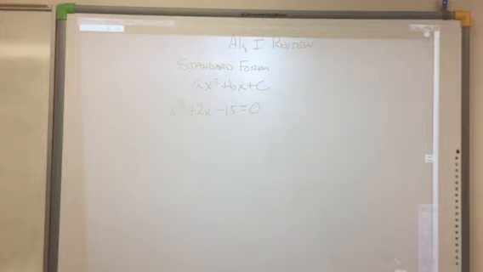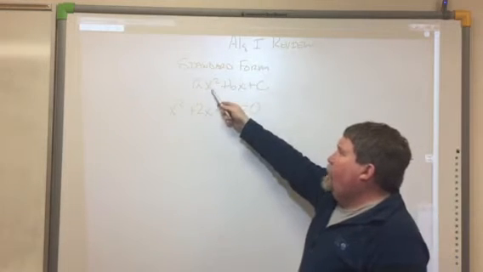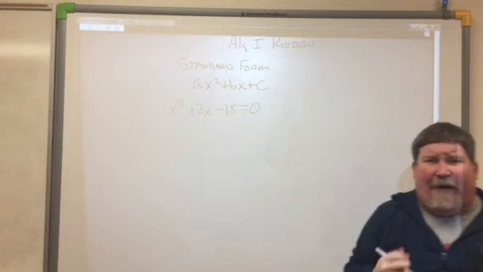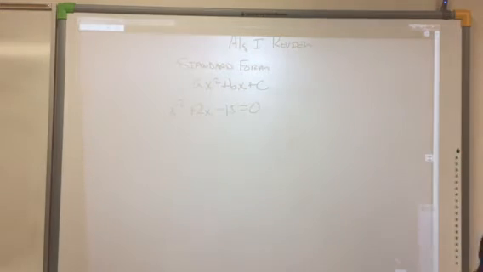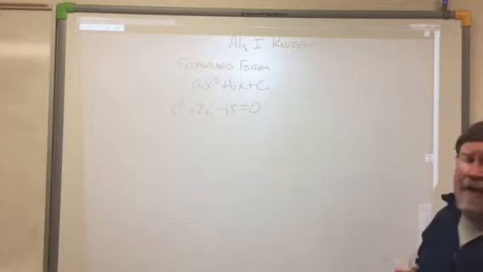Okay, so let's take a review of a couple things. So standard form, ax squared plus bx plus c, set equal to 0. We can find everything that we need to know to make a parabola. So the first thing we need to do is factor this.